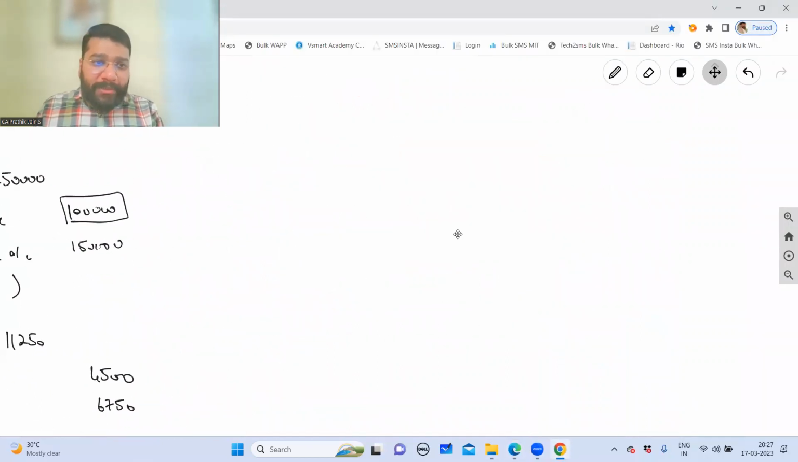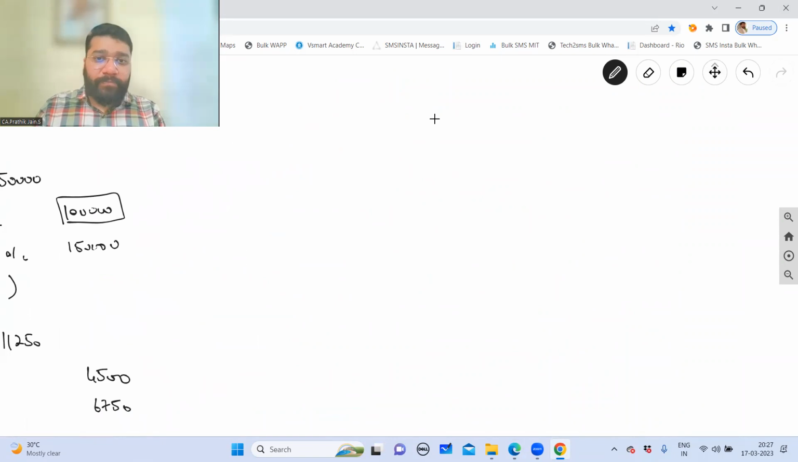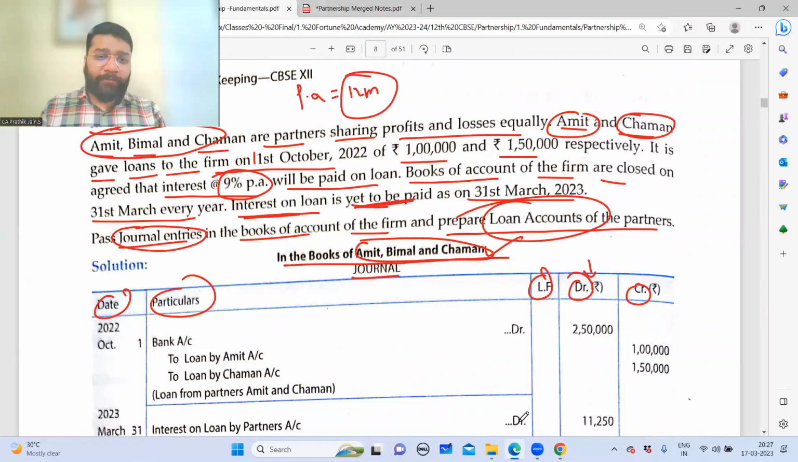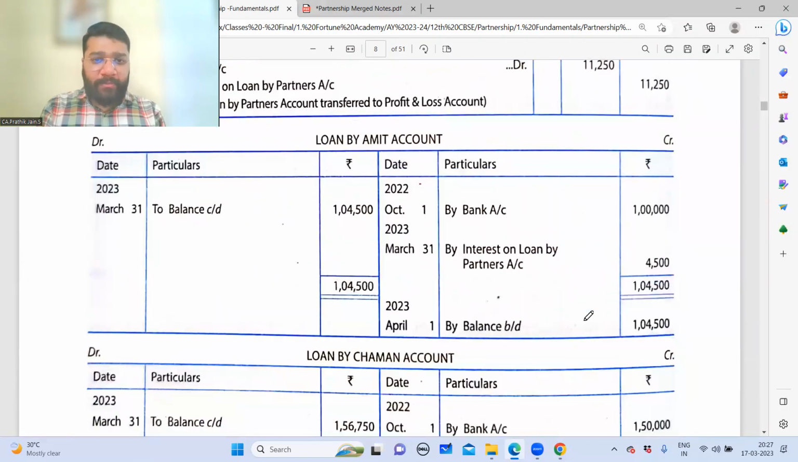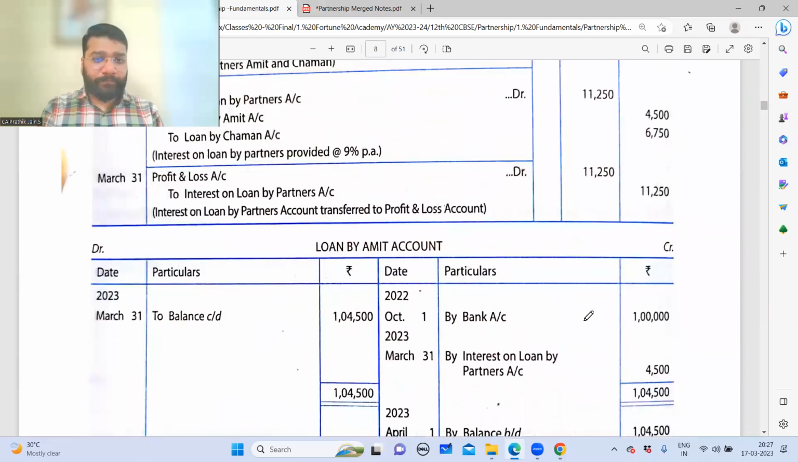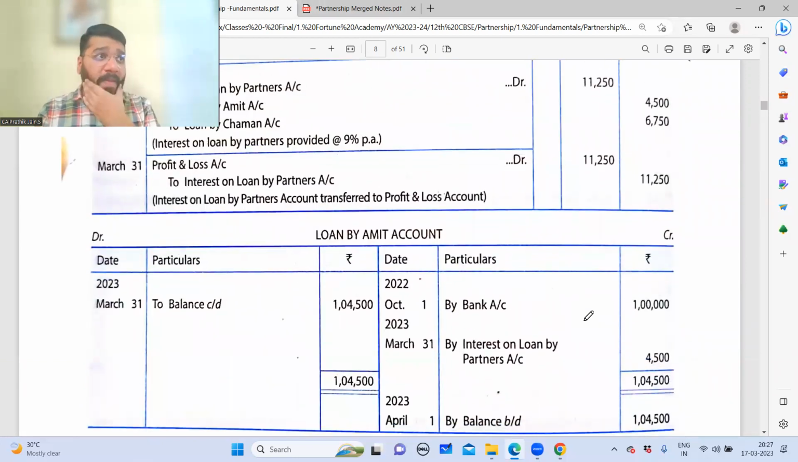Loan account, please open the ledger. You can have 2 separate ledgers, one is loan by Amit, loan by Chaman. No rough, proper format. Fast. You have to have the habit of doing the format fastly. Guys, you might feel, sir, why are we doing format and wasting time? Why I'm doing it? Because if you do right from now fast, you will have the habit of doing the same format very fastly in the exam.